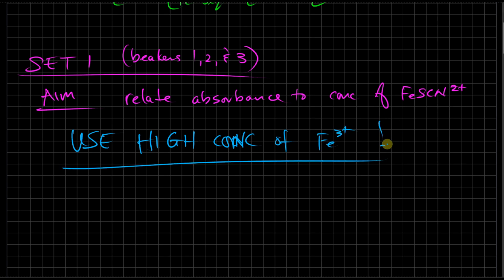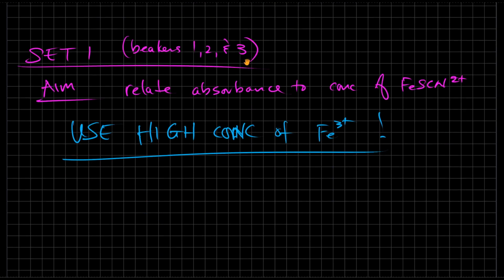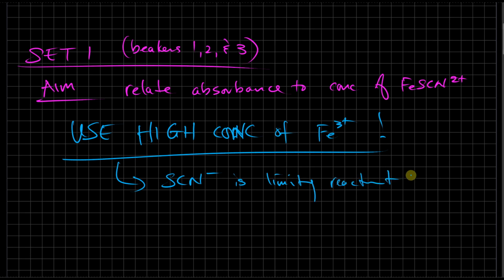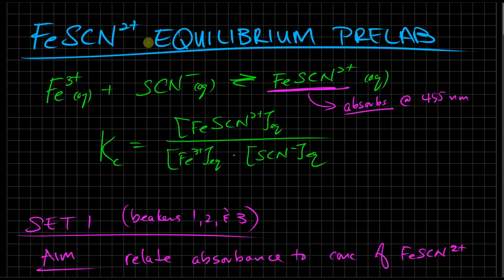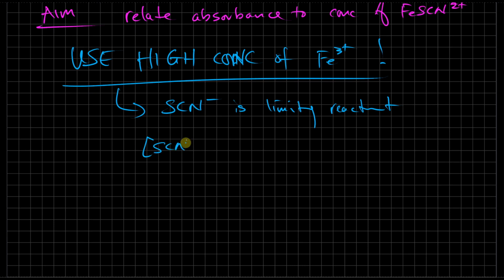The reason is, in this reaction, if the iron 3 concentration is very, very high, it means our thiocyanate ion concentration would be limiting. Your SCN minus is the limiting reactant. This will push the equilibrium completely to the right and use up all, or most, of your SCN minus. So you end up in a situation where the starting concentration of your thiocyanate, initial, or 0 for starting, will be approximately equal to your complex ion concentration at equilibrium. Let's use I for initial.